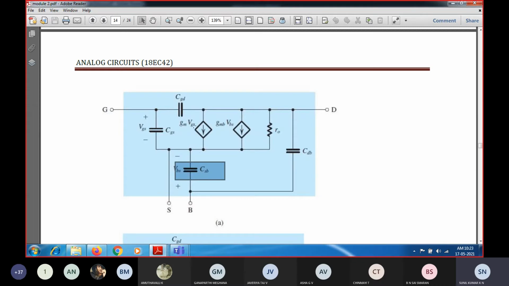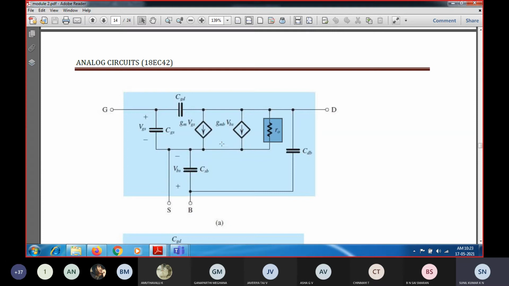Now, the small signal equivalent circuit that was there: if you neglect CGS, CGD, CSB, CDB, you can see only the gate to source control current source. Since the capacitance is absent, it acts like an open circuit between gate and source, and the corresponding current flowing is gm into VGS, and a finite amount of resistance ro will be there. So this is the small signal equivalent circuit model.